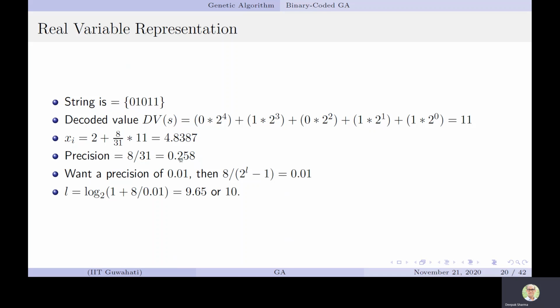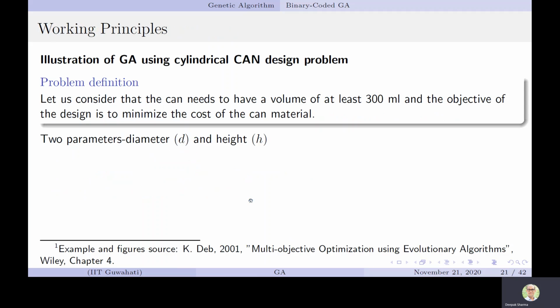Suppose we are not happy with the precision. We want more precision in our value. So let us assume that we want a precision of 0.01. Then we are going to rewrite this formula: xi upper minus xi lower, which is 8, divided by 2 to the power L minus 1, equals the precision, which is 0.01. When we put in the values and find L, then L will be 9.65, meaning 10. What we can understand is that when we want more precision, the binary string length will increase. So we will remember that and discuss it later.